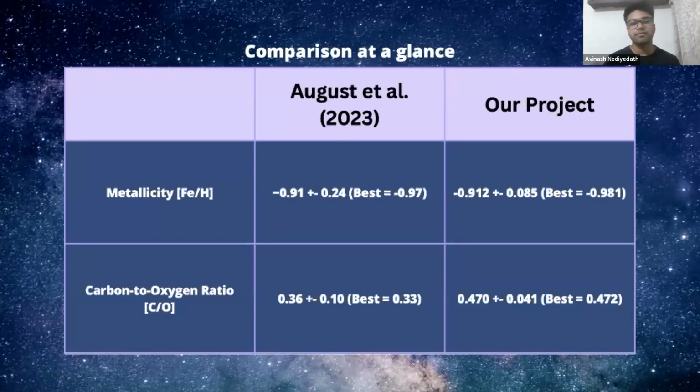The measured carbon to oxygen ratio is also close. Again, the difference is relatively small compared to the measurement uncertainties. This indicates that the carbon to oxygen ratio of the object's atmosphere is also in good agreement with the reference value. Overall, based on the comparisons, both the metallicity and the carbon to oxygen ratio are consistent with August's paper.